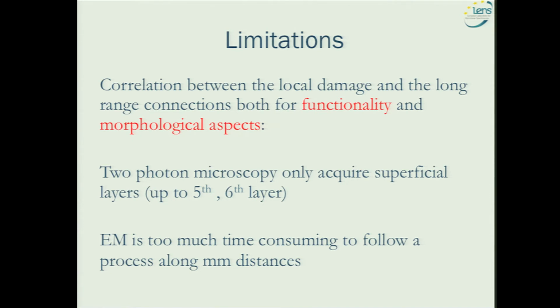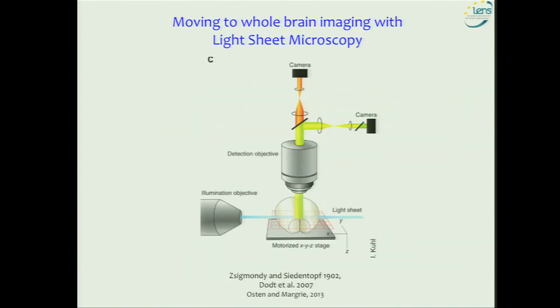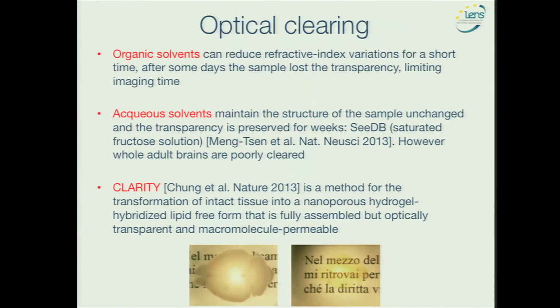And electron microscopy is too time-consuming to visualize connections all over the brain. So the answer is to correlate those two kinds of microscopy with a third kind, which is light sheet microscopy. Light sheet microscopy is always on an ex vivo sample, but it illuminates the brain with a plane of light, which is visualized at 90 degrees. Then the light is moved all over the brain, and 3D tomography can be obtained.